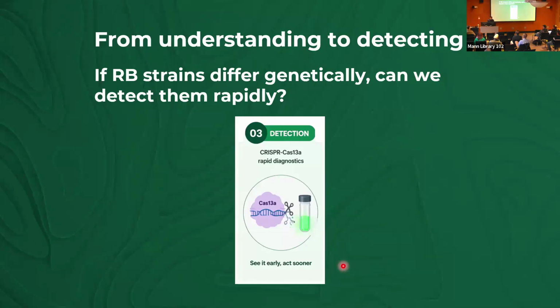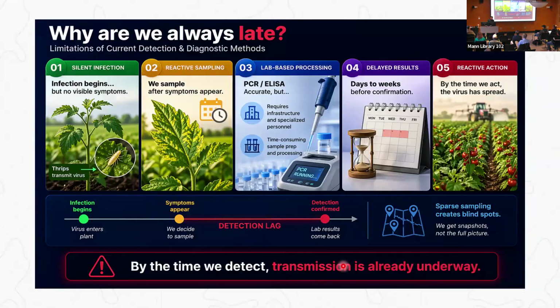Now, if RB strains differ genetically, can we detect them rapidly? That's the next question we try to address, because once resistance starts breaking down in the field, the timing becomes everything. Why are we always late? That's the question I have here.